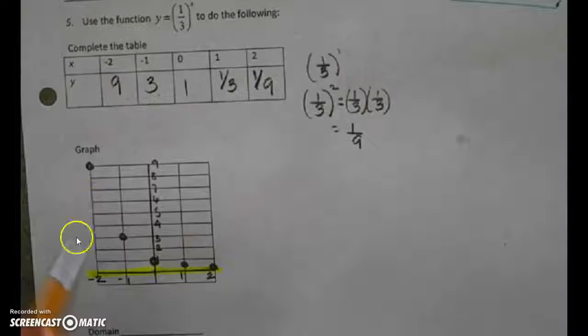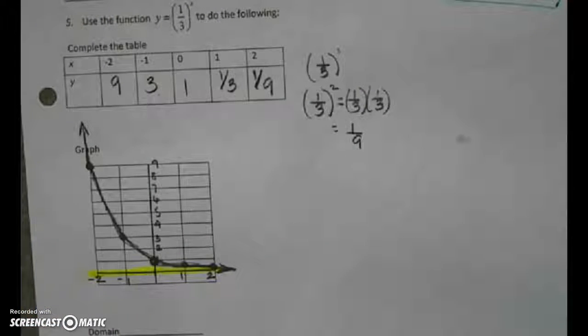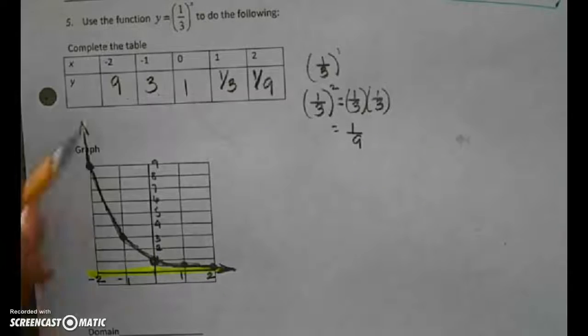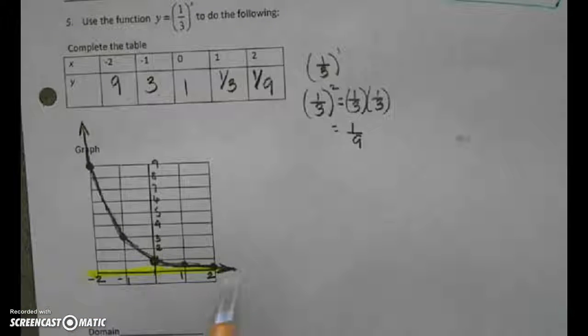So let's go ahead and connect our dots. And there we have it. It's going to decrease exponentially. Make sure that it's rounded off and that you fill up the whole graph space if you can.